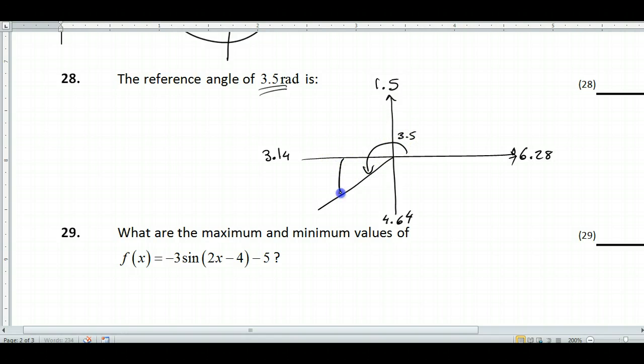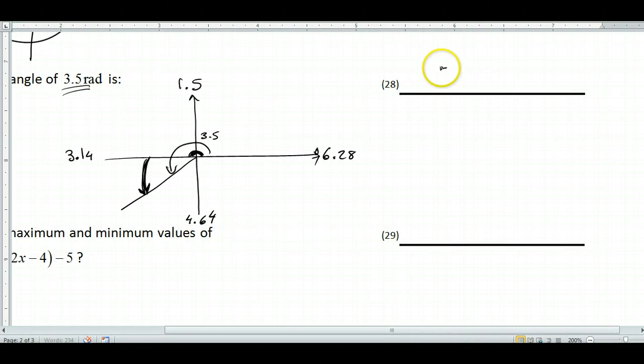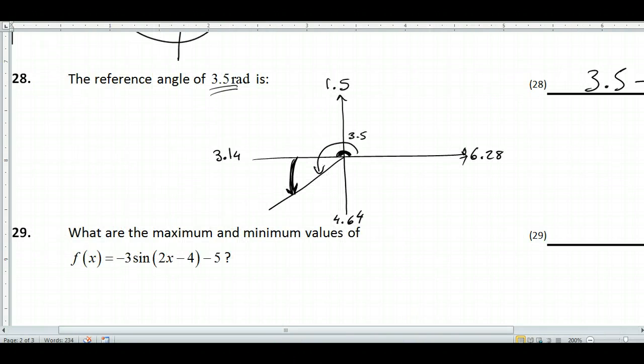So where's the reference angle? It's right there. That's the reference angle. Okay. So how do you find it? Well, you take 3.5 and you remove the straight angle, right? So it is 3.5 minus pi. That's it. Simple. Almost there.